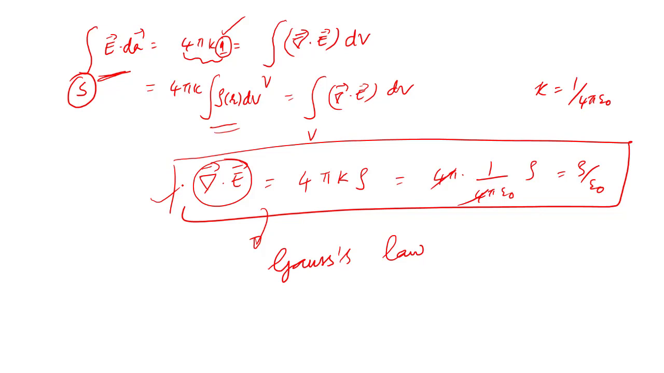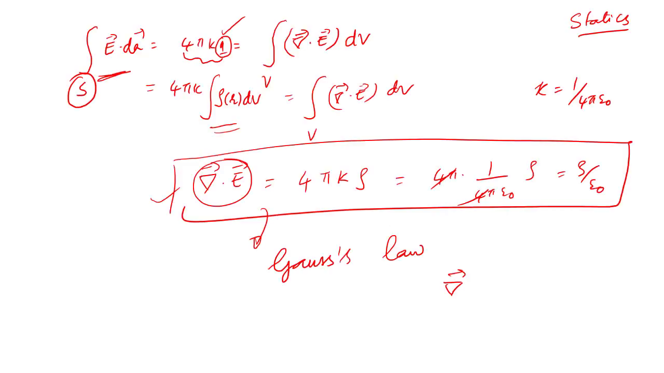But that is only for the statics case. So we're not talking about any movement or the motion of charge itself. So one has to be careful there. So then I can write divergence of E as 4 pi, sorry, rho by epsilon naught. So that's Gauss's law, and it's going to be the first Maxwell equation that we looked at.